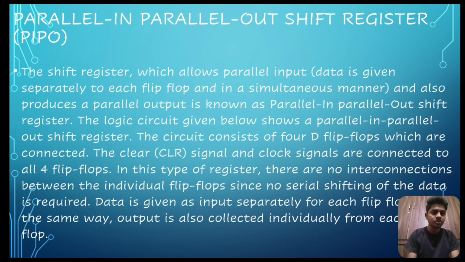The circuit consists of four D flip-flops which are connected. The clear (CLR) signal and clock signal are connected to all four flip-flops. In this type of register, there is no interconnection between the individual flip-flops since no serial shifting of data is required. Data is given as input separately for each flip-flop. In the same way, output is also collected individually from each flip-flop.